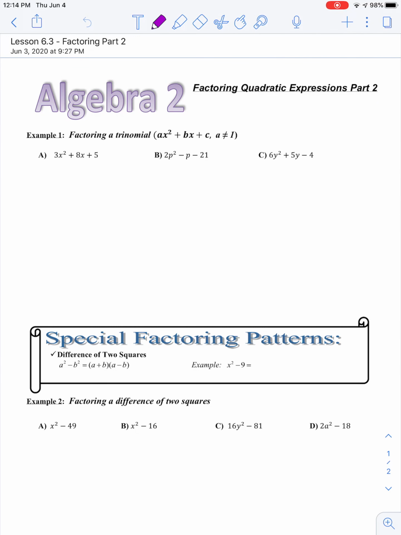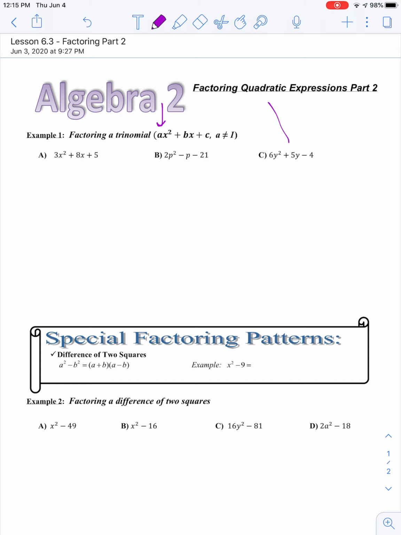This lesson is factoring quadratic expressions part 2. So in example 1, we're factoring a trinomial, but in these problems, the lead coefficient, which we can see here is used with the variable a, it's not equal to 1. Notice in part A, it's a 3, and in part B, it's a 2, and part C, it is a 6.